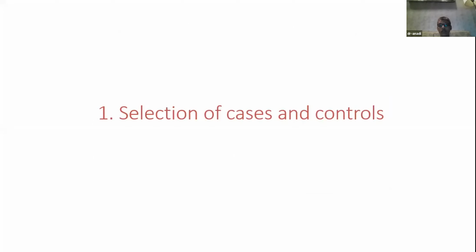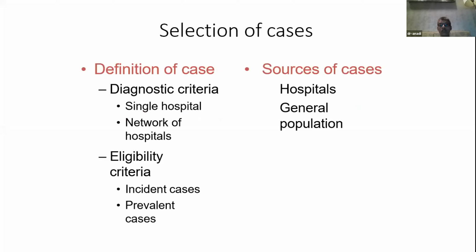Selection of cases and controls. Selection and definition of a case: you have to select a diagnostic criteria, maybe from a single hospital, maybe from a network of different hospitals of different states of India. And there are some eligibility criteria: incident cases, but there may be some prevalent cases you can check. Sources of cases may be hospital, or may be the general population. It's your choice.